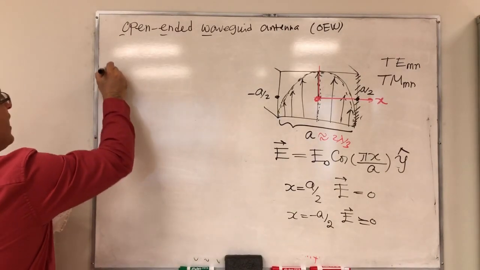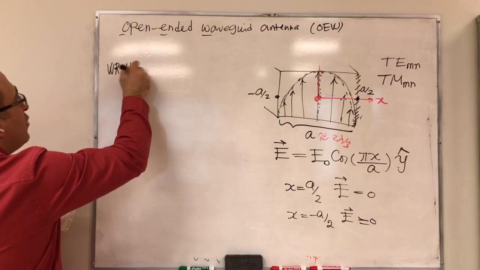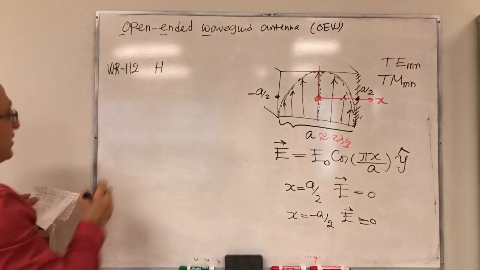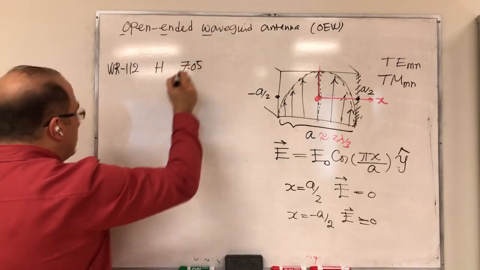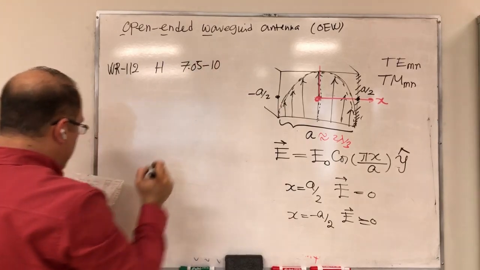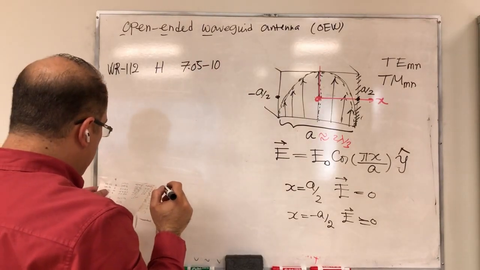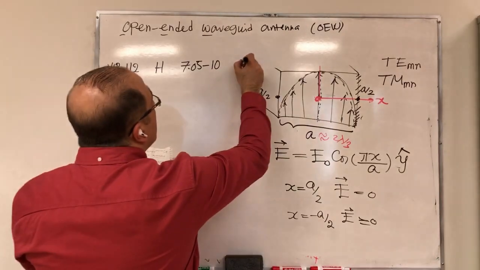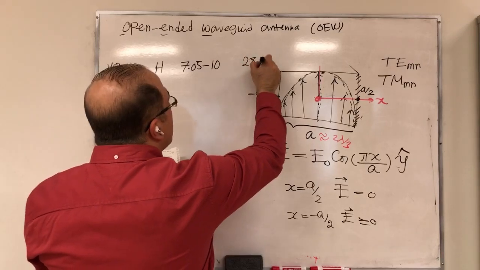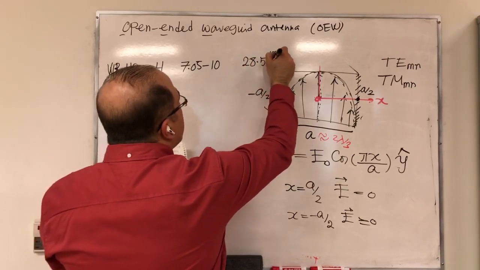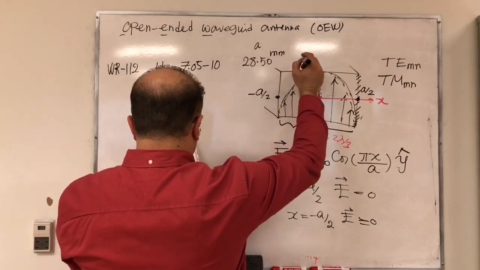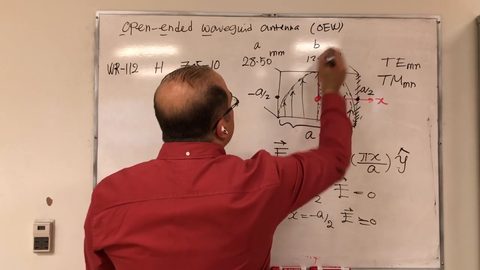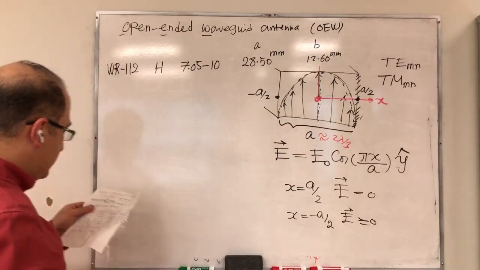So for example, we have WR112 waveguide. It works in the so-called H band, which covers 7.05 to 10, and we're gonna have the size of 28.50 millimeter for A, and for B we're gonna have 12.60 millimeter. So that's one thing that we have here.